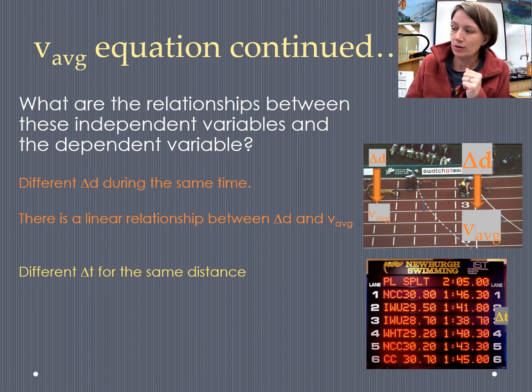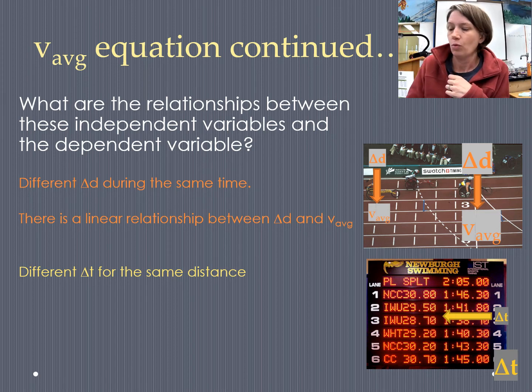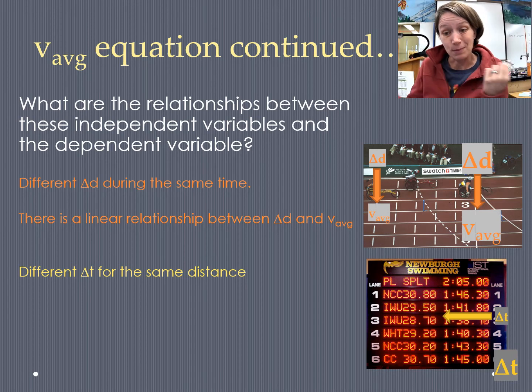So you see that racer in the middle has the smallest time, 1:38, and one of those racers at the bottom covered the same distance in 1:45. So what does knowing about these times tell us about those racers' average velocity? Well, if you've done any kind of running or racing events, you know that you want a small amount of time. That means you're going faster. The lower the time, the faster you went.